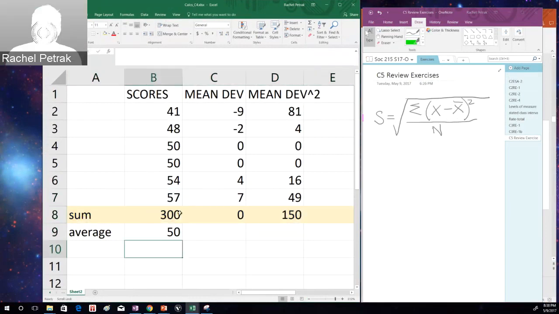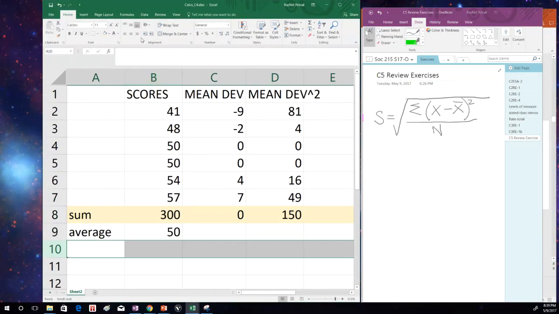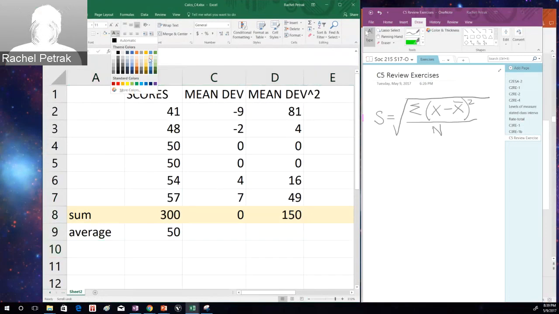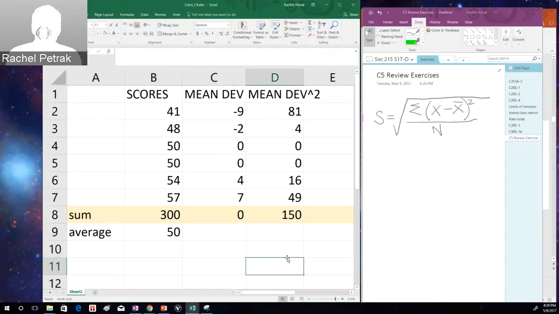I just colored this sum column to make it a little easier to see. And this next column I'm going to make blue, for our next step of the calculation. Here we have the sum of the squares, the squared deviations, and we're going to divide by n. Now this term is technically something called, that is this term here.